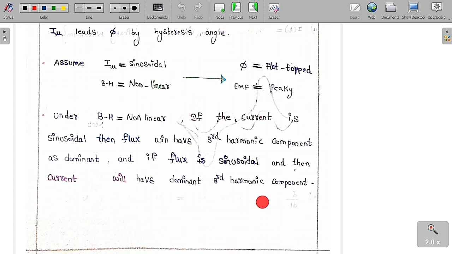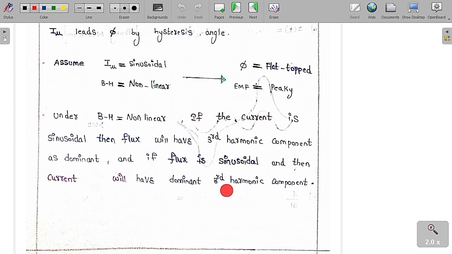If one current or flux is sinusoidal, the other one will always have a dominant third harmonic component. It can be a peaky waveform or a flat-top waveform, depending on what we have discussed. So the thing to remember is: whenever the BH curve is non-linear and the flux has to be sinusoidal, then the current should always be a peaky waveform. It is going to have the third harmonic as the dominant component.